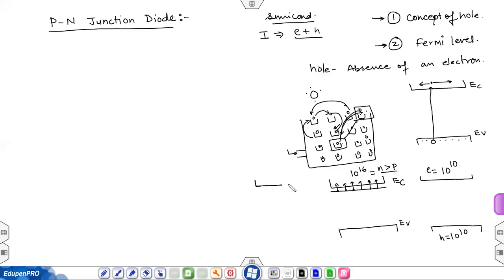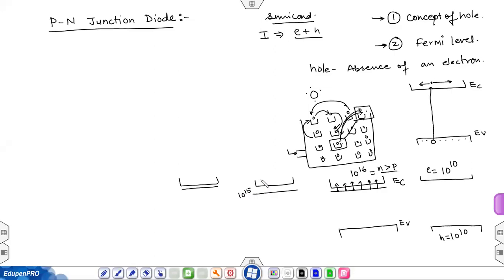If you have doped it with 10 to the power 15, you may have a different number of electrons here. If you doped with 10 to the power 17, you may have a different number of electrons than this. So now, can we represent this using a level which can give you an idea in which semiconductor you have higher concentration of electrons? Can we represent it by some level? That level is known as the Fermi level.